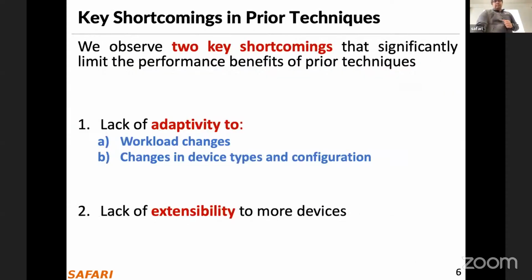With this background, we'll look at the key shortcomings in prior techniques. We observe two key shortcomings that significantly limit the performance benefits of prior techniques. The first one, as I mentioned, is lack of adaptivity to changes in the workload and also changes in device types and configuration. The other limitation is lack of extensibility, which means that you need to design a new policy if the number of devices in the system decreases or increases.